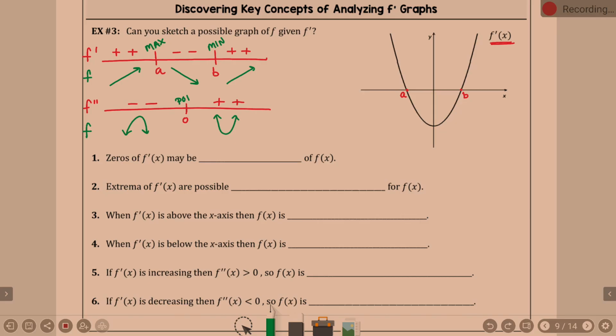Now, I will say the other fact I like to use. You guys have done a lot of derivatives at this point. What does this look like the graph of? This looks like y equals x squared. Okay? If this is the derivative graph, y equals x squared, what's f of x going to look like?